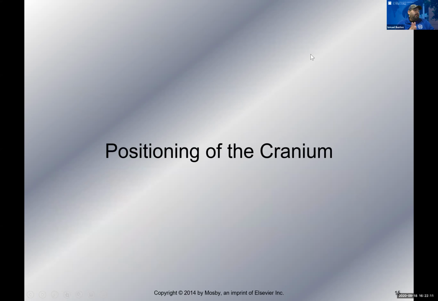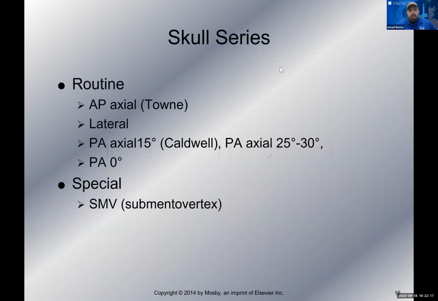All right, so now let's get into positioning of the cranium. So here we go, bread and butter, the good stuff. Here's the routine that we're going to be talking about today. First one is an AP axial Towne projection. And yes, you do have to know the alternate names for these projections, because they will be called either AP axial skull or a Towne projection of the skull. Okay, but AP axial Towne. The other routine would be a lateral.